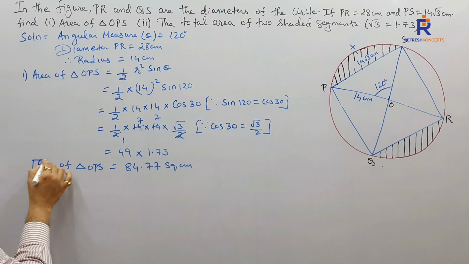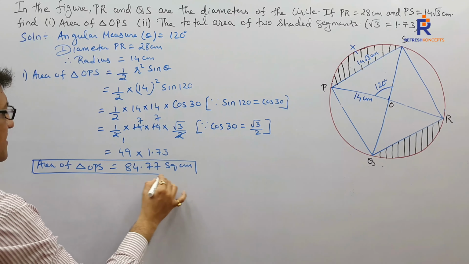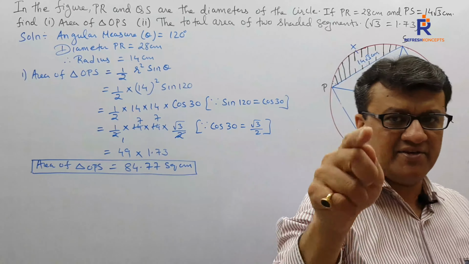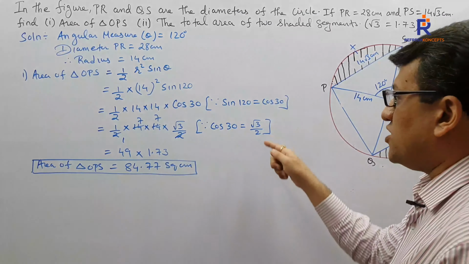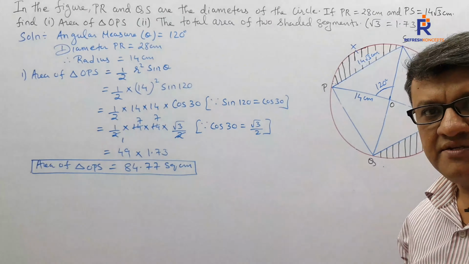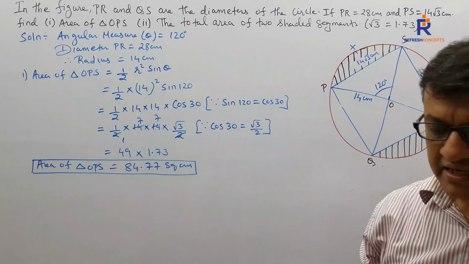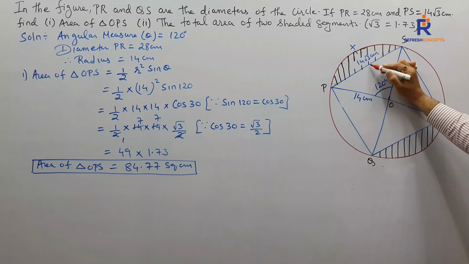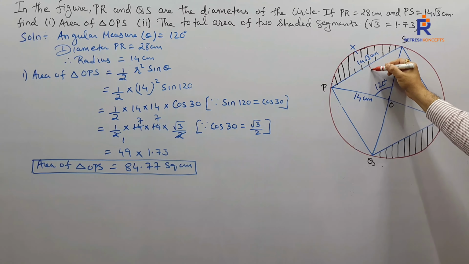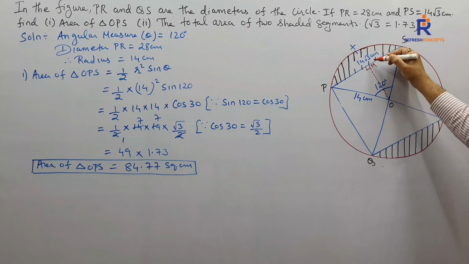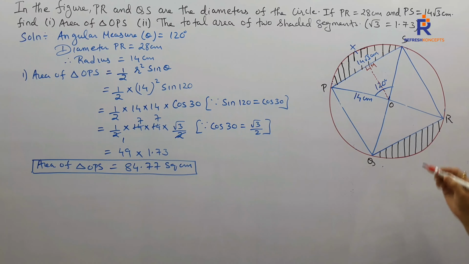Now, when I started my sum, I did mention that my 14 root 3 is going to be useless data. Why? Here comes the answer. If you don't make use of sine 120 as cos 30, then how to find the area of the triangle is a big question. Children, it's very, very simple. We need to go for a simple construction. What construction shall we go with? We need to draw a perpendicular from the center. Say this is OM, perpendicular to PS.